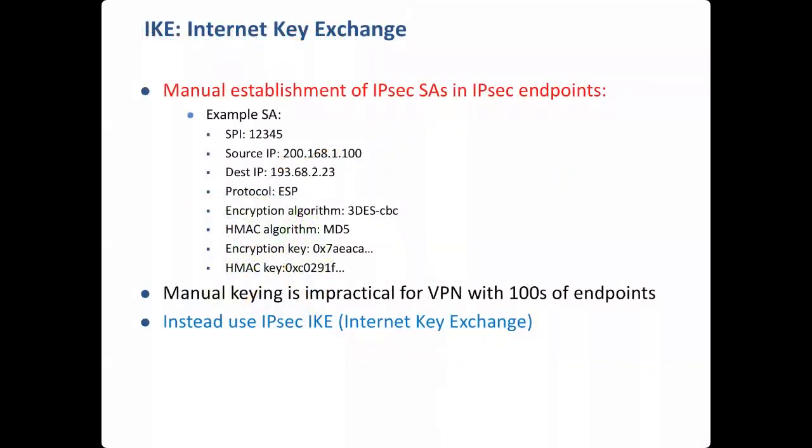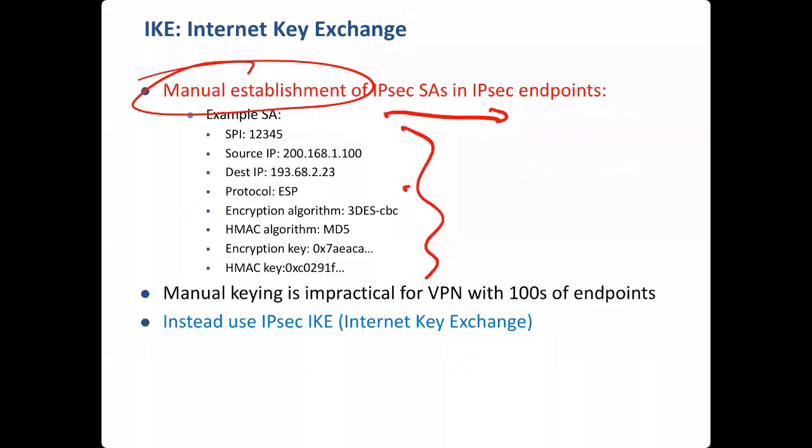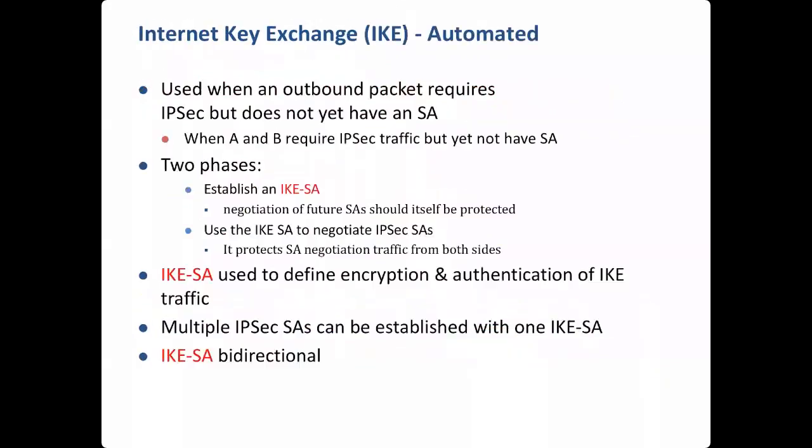Now we can do it manually, which is very time consuming. For example, if it is only to be done once between North Campus and South Campus, then your guys can do it. But if a large number of gateways, your campuses, are to be connected, it has got to be done automatically, right? Automatically it is done using this protocol.